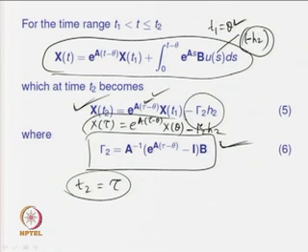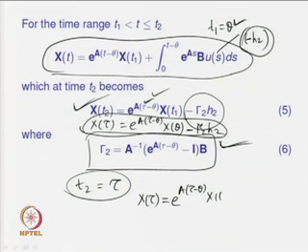So, the state at t2, t equal to τ, or the value of the state variable x(τ), is given as e to the power A(τ minus θ) x(θ) minus γ2 h2. Now, this equation is given by equation number 5.